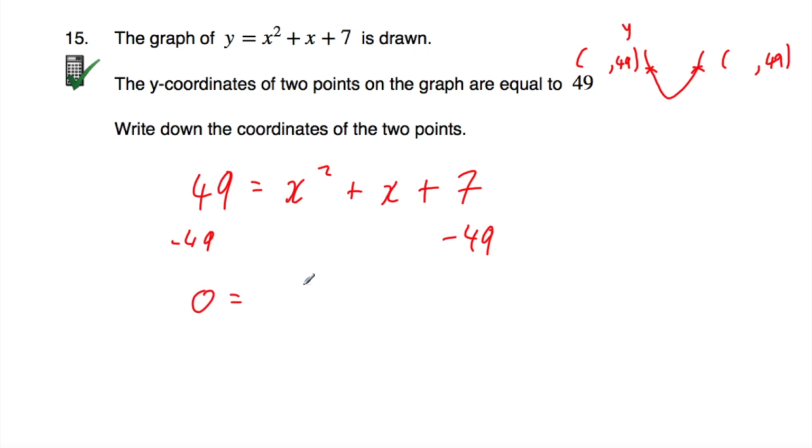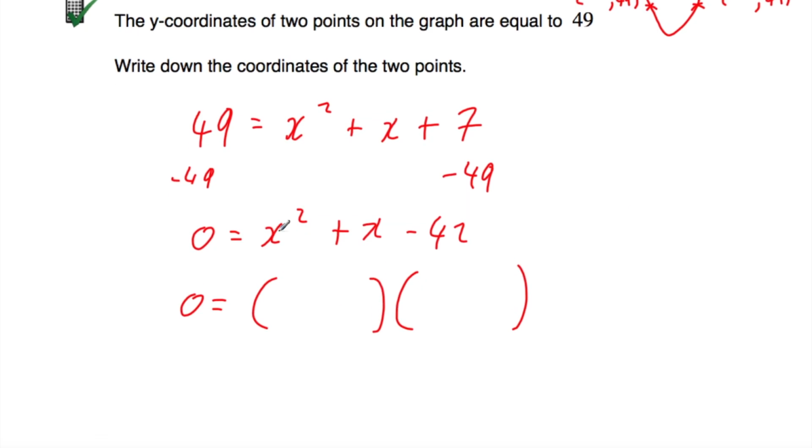And on the right hand side of the equation, we've got x squared plus x, and then we've got 7, but we're going to take away 49, so it'll be minus 42. So that's fantastic. So we've now got a quadratic equaling 0. So let's hopefully try and factorize this right hand side. If we can factorize that, that'll be great. So 0 equals, and then bracket, bracket. So let's see if this quadratic factorizes.